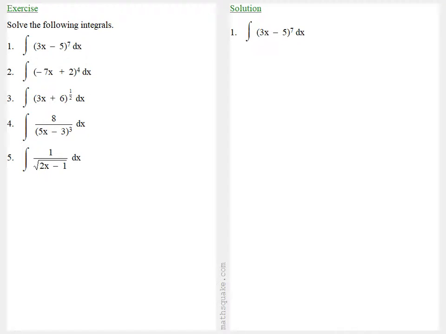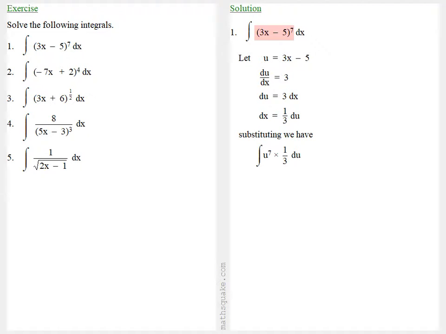In the first one, we have the integral of (3x minus 5) all to the power 7 dx. So we're going to replace what's in the bracket with a single letter. So let u equal 3x minus 5. Now if we differentiate both sides, that gives us du by dx is equal to 3, or multiplying by dx we get du equals 3 dx. We can divide both sides by 3 and we get dx is a third du. Now we can substitute those into the original equation.